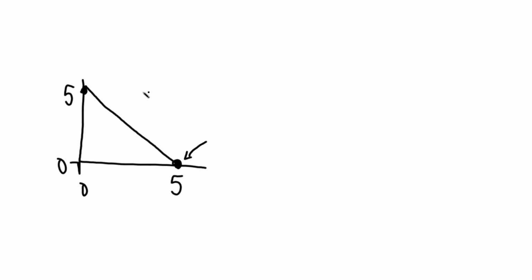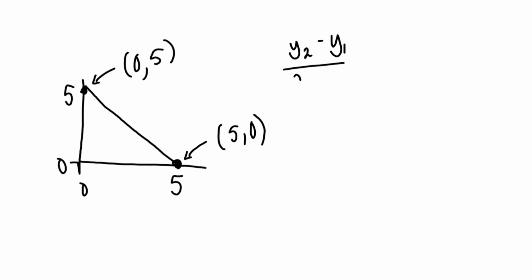So let's mark down what these coordinates are. X value is 0, y value is 5. This one, the x value is 5, but the y value is 0. Now, let's look at the formula: y2 minus y1 over x2 minus x1. Which one did I say was going to be 2 again? The right one. So this one is going to be 2, and this one's going to be 1. Always choose the right one, both literally and figuratively, as coordinate 2.